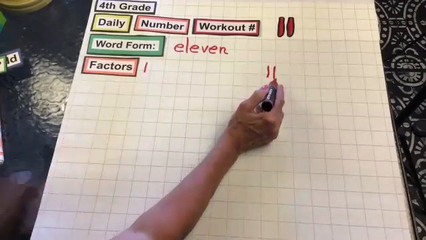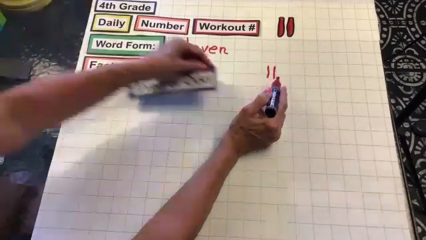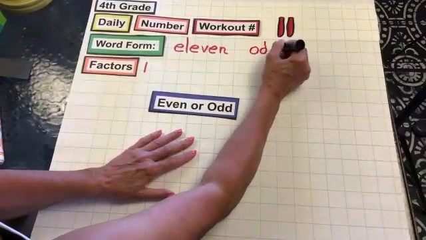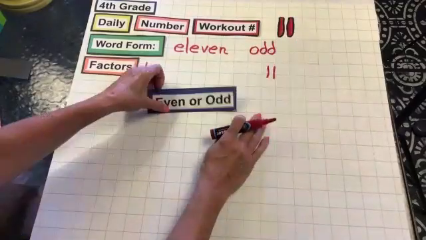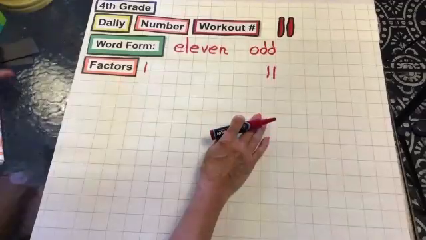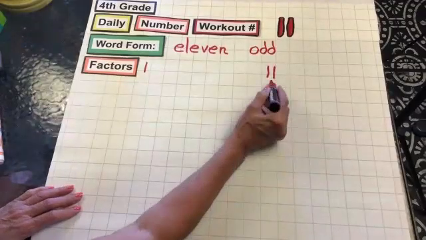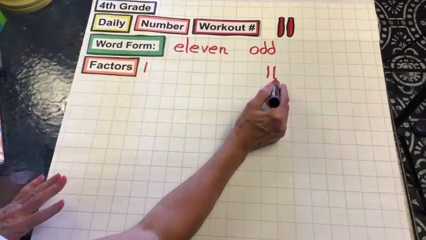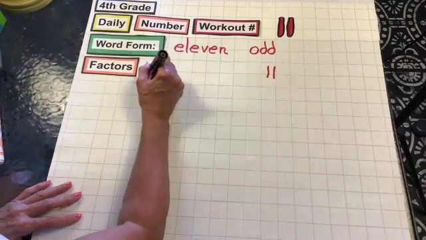No, because it ends in a 1, and that means it is even or odd. It is odd. Okay. Now we're asking, does 2 go in? Well, it doesn't end with a 2, 4, 6, or 8, or a 0, so it doesn't go in. 2 does not go in.